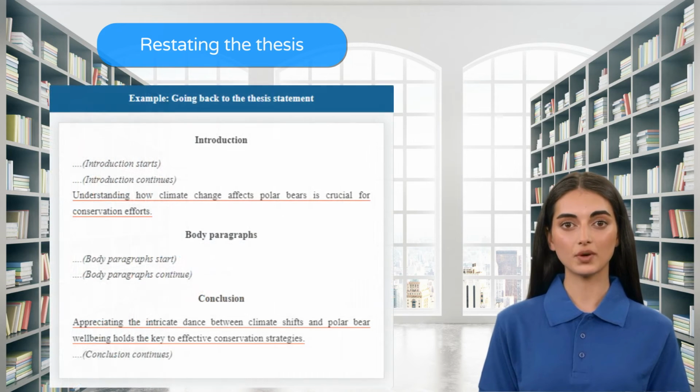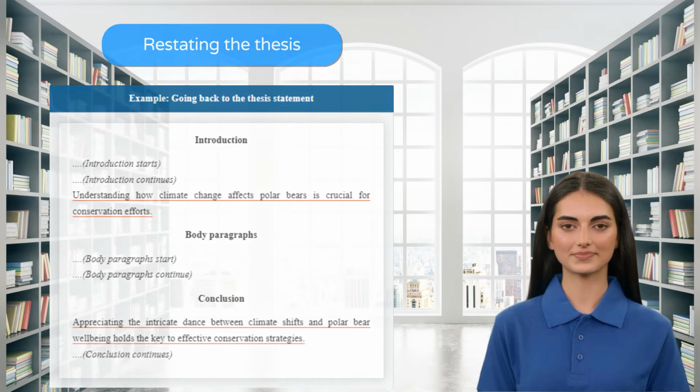For example, both of the thesis statements in this sample basically argue the impact of climate change on polar bears. But the thing is, they are completely different sentences. This means that the writer only provided the main message, but with different words. This is how you should refer back to the original thesis.